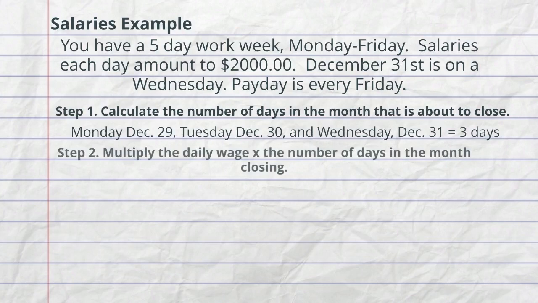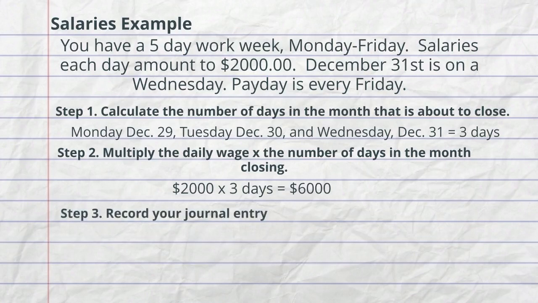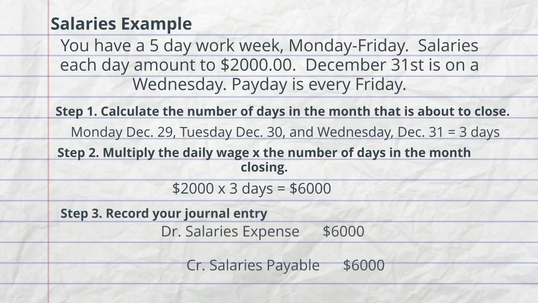Next, multiply the daily wage times the number of days in the month closing. $2,000 per day times 3 days equals $6,000. This is the amount you need to accrue. Your journal entry will look like this: debit, salaries expense for $6,000, credit, salaries payable for $6,000.